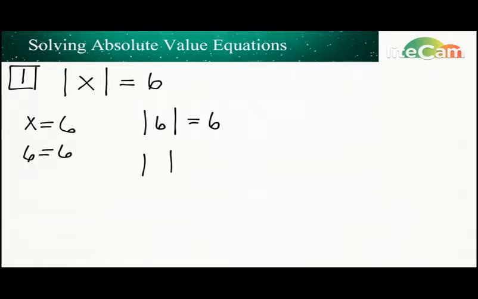But what else could I put inside the absolute value sign that would be 6 or be positive 6? Well, that would be negative 6. So in other words, x not only equals 6, but it can also equal negative 6. Okay? Well, there are different ways to solve absolute value equations. Okay? So I'm going to do one way in this video.